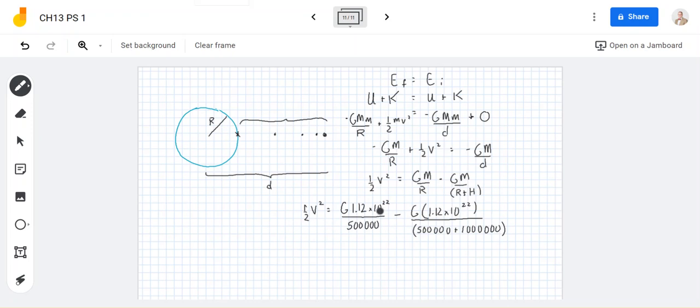So I plugged and chugged it. This right side multiplied by 2, took the square root, and I got v is equal to 1.411 times 10 to the third meters per second. That'd be 1.41 kilometers per second. All right, that is the end of problem set 1.